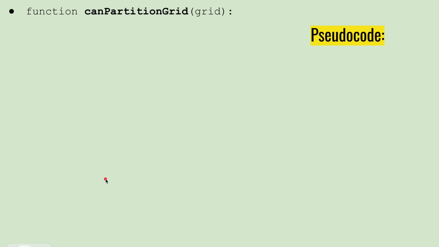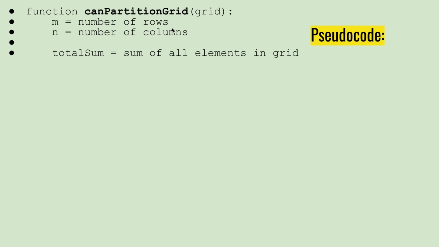So let's understand the pseudocode. If you talk about how we'll write the function, on LeetCode you will see we have been given the grid, right? And then what we will do first, we'll take some variables. M is the number of rows, n is the number of columns. Then we will compute the total sum, as I told you, the sum of all the elements in the grid.